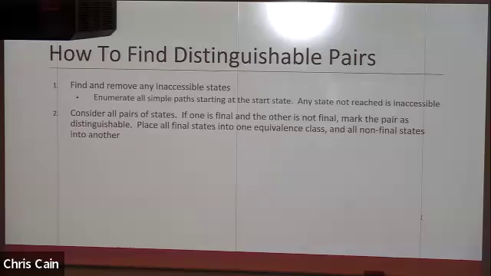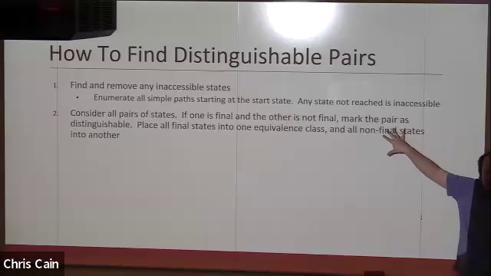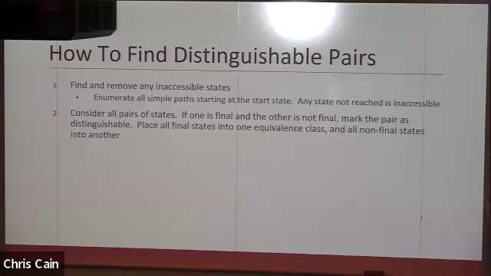So before I reveal this, for those pairs of states, if one of them is final and one of them is not, we already have distinguishability. On the empty string, we end up in different finalities of states, which is great. So we will mark the pair as distinguishable. Other than that, we're placing states now into equivalence classes, and rather than thinking about finality, I want you to think about this concept of equivalence classes.